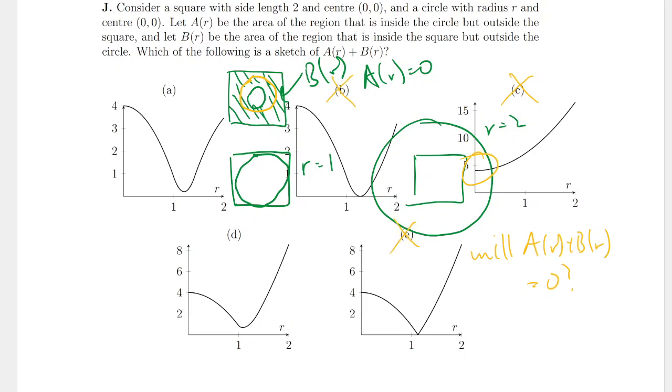Okay, now what remains is what happens between A and D. What's the difference? I think the main difference is that when r is 2, D is quite high up, whereas in A, when r is 2, it is still quite low. So let's check. When r is 2, what is A(r) plus B(r)? When r is 2, B of r is completely 0, because the square is completely enclosed within the circle. What is A of r though? A of r is the area of the circle minus the area of the square.